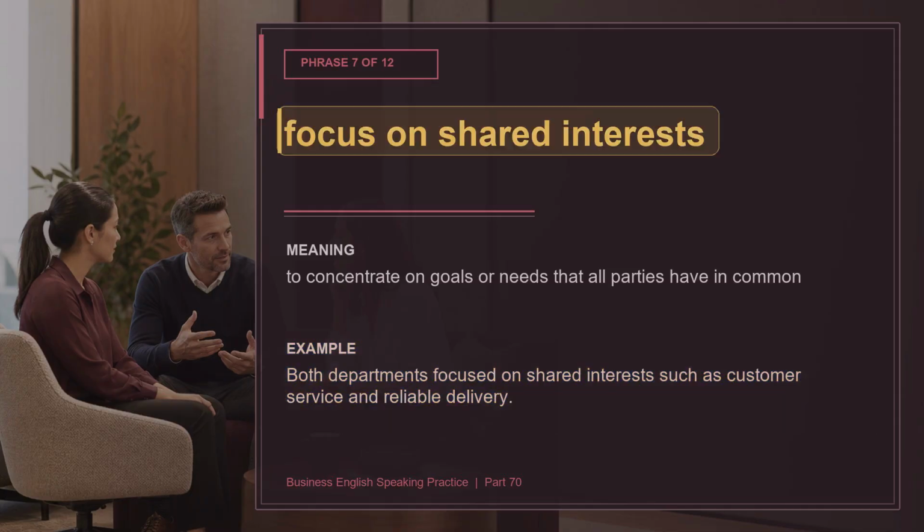Shared interests create a foundation for solutions even when preferred methods differ. They shift attention away from positions and blame. Use this phrase when trying to rebuild cooperation. Now repeat: focus on shared interests.